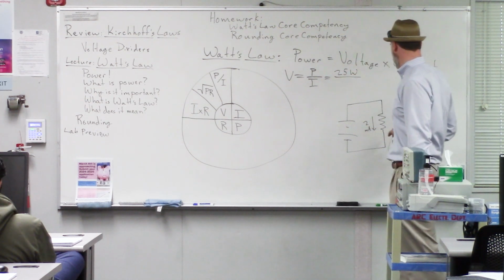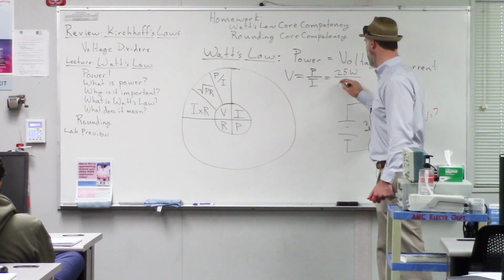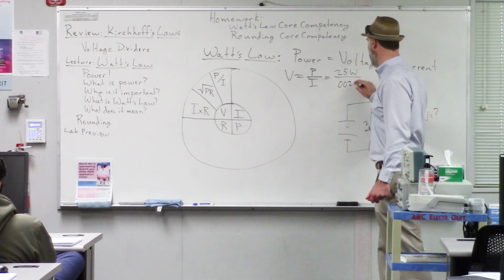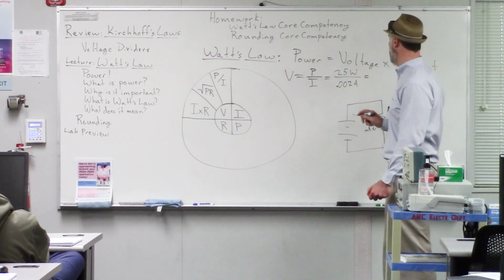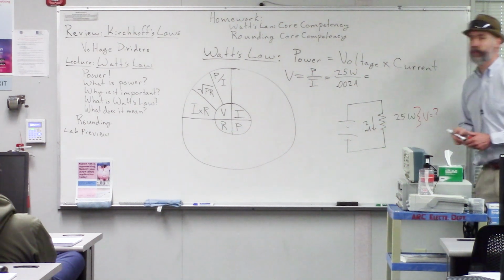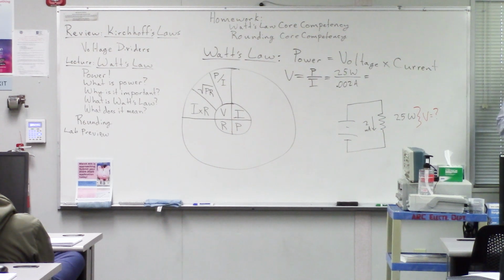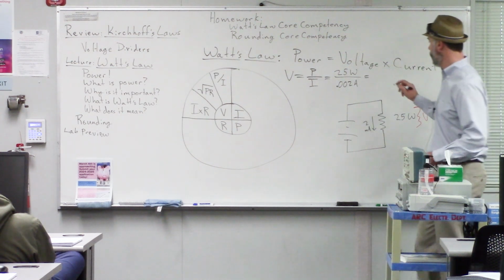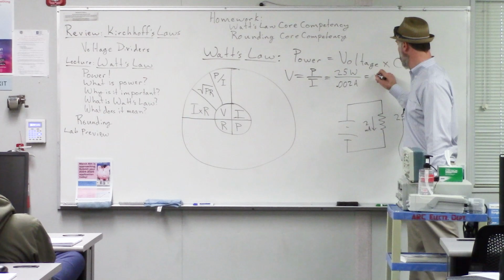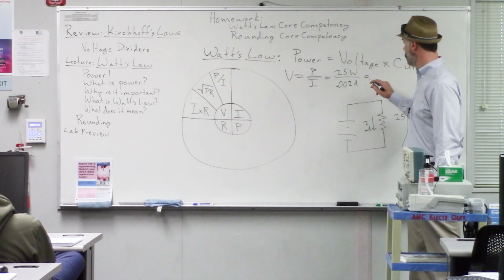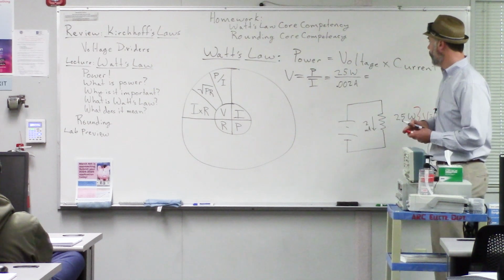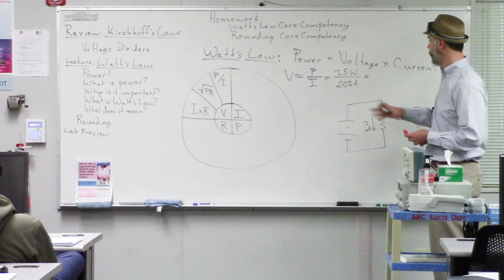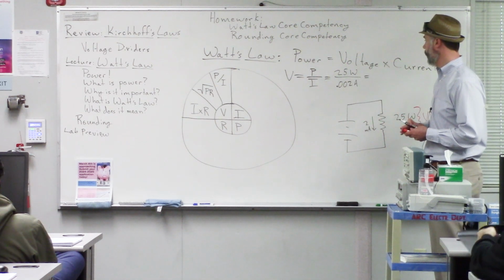And then the current is 2 milliamps, 0.002 amps. So what does that come out to be? 12.5 millivolts, 0.0125. I think it's going to be big, because it's dividing by a small number.